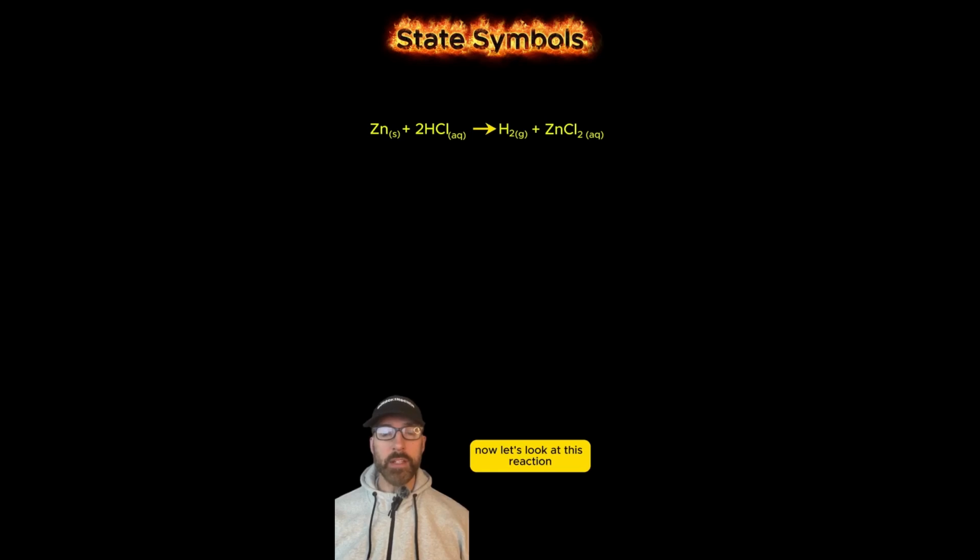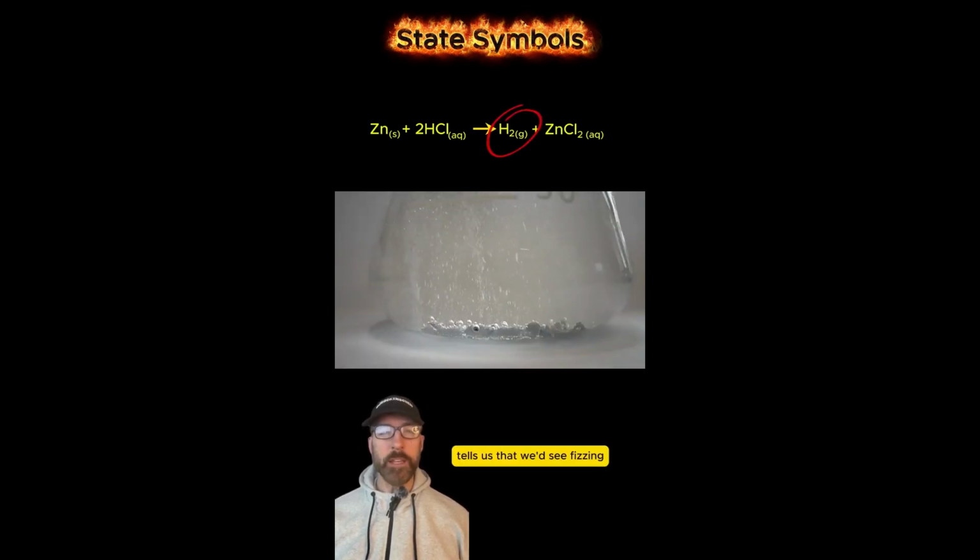Now let's look at this reaction. Zinc plus hydrochloric acid goes to hydrogen plus zinc chloride. The fact that there's a gas in the product tells us that we'd see fizzing, bubbling, or effervescence. They all mean the same thing. New substances are made. That means this is a chemical change.